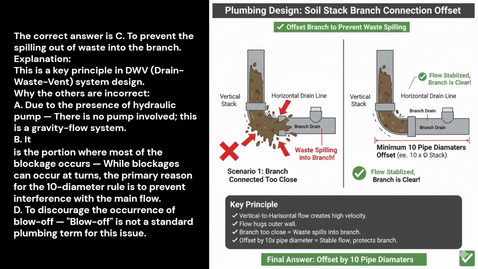While blockages can occur at turns, the primary reason for the 10 diameter rule is to prevent interference with the main flow, not specifically because blockages are most common there. D. To discourage the occurrence of blow-off. Blow-off is not a standard plumbing term for this issue. The correct concern is splash or interference with the branch.